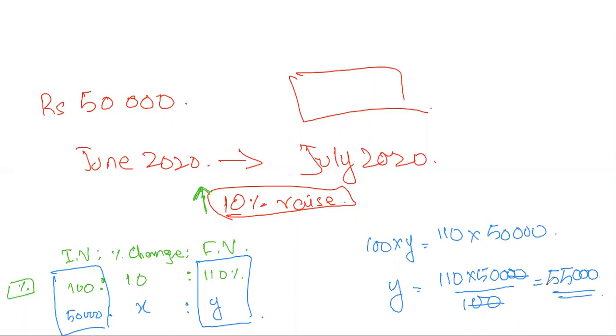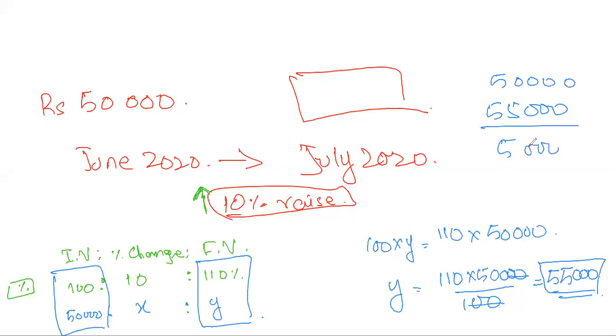So my final salary, or my increased salary, is 55,000. So basically I got a raise of how much? My initial salary was 50,000 and it increased to 55,000. So my salary has increased by 5,000 rupees. So the 10% increase is, in quantity terms, 5,000 rupees. I've got a raise of 10%, or a raise of rupees 5,000. Clear? Okay. So this is in percentages.